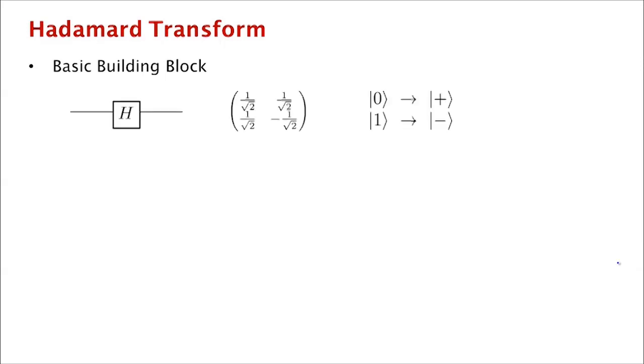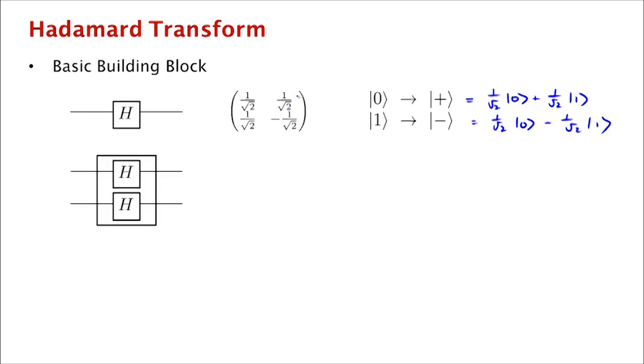So remember what the Hadamard transform is. It's a transform on a single qubit, which maps 0 to plus and 1 to minus, and where plus, of course, is 1 over square root 2 of 0, plus 1 over square root 2 of 1, and minus is 1 over square root 2 of 0, minus 1 over square root 2 of 1. That's the Hadamard transform. That's our transformation.